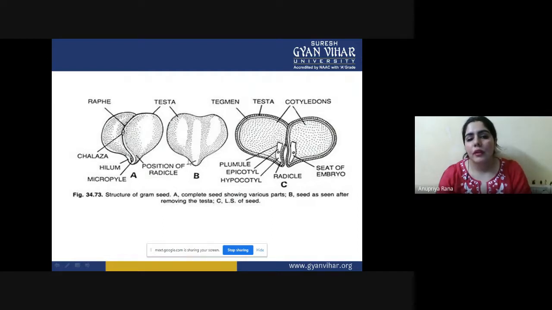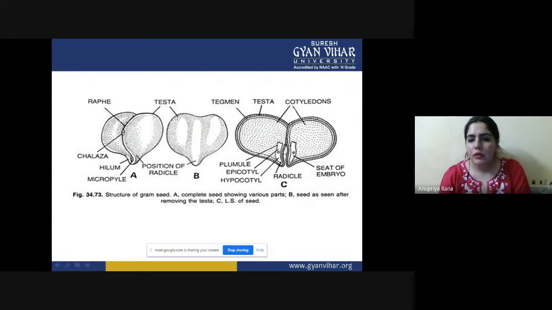This outer covering is the testa, and this inner covering, the inner layer of the seed, is the tegmen. So the outer hard layer is the testa, and the inner fleshy membranous structure is known as the tegmen. And these broad leafy things are the cotyledons, which have the reserve food material for the development of the plumule and radicle.